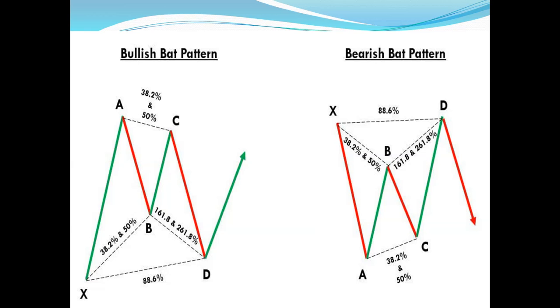Then you see the bullish bat pattern and the bearish bat pattern. It is like an M. You see M is formed, and you have to buy at point D. X A B C D, X A B C D for the bearish bat, you have to short at point D. So you see it is a kind of M and a simple kind of W. This is the right way of identifying this.